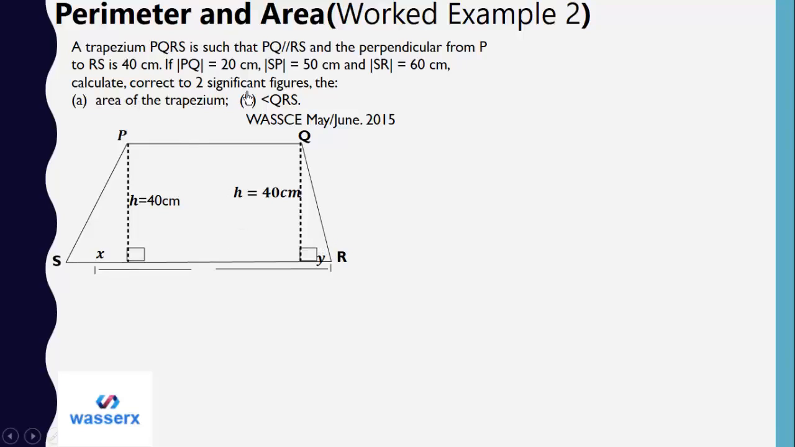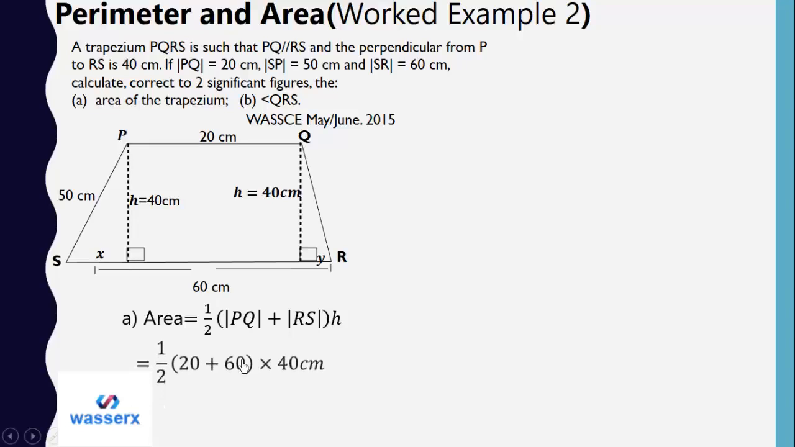Now we are supposed to calculate the area of the trapezium. So these are the dimensions or the measurement. We know the area is given by half times sum of parallel sides times the vertical height. So we just substitute the values. Then this will give us 1600 centimeters squared. Then the B part is asking us to find angle QRS.